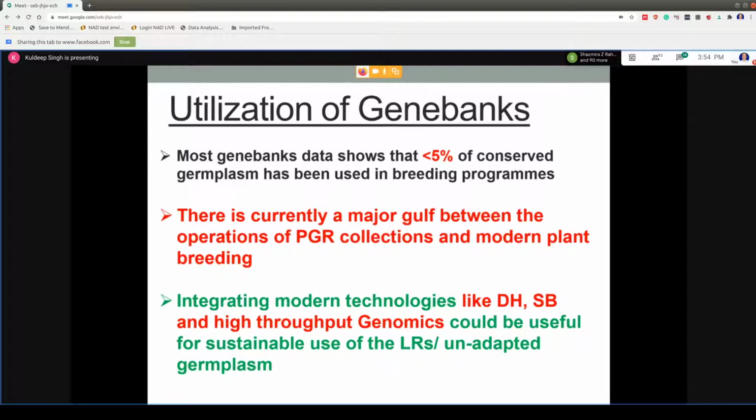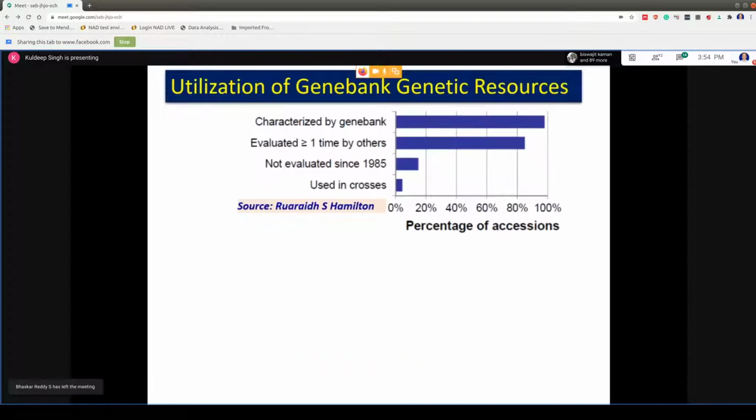However, in fact, there is currently a major gap between the operations of the plant genetic resources collections and modern plant breeding. Most of the breeders are not using the genetic resources from the gene banks. But fortunately, with the recent technologies, be it the genomic resources, the double haploid population, or speed breeding, the utilization of genetic resources has started increasing in India and globally as well.